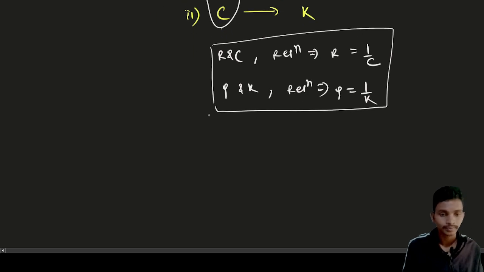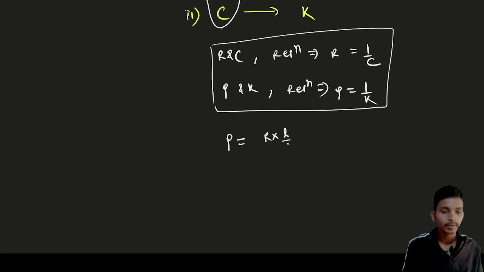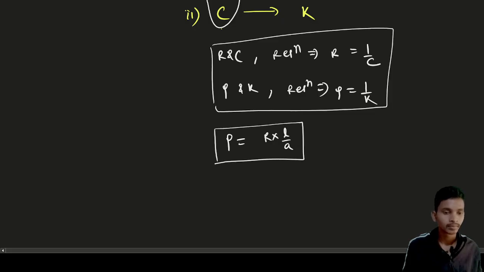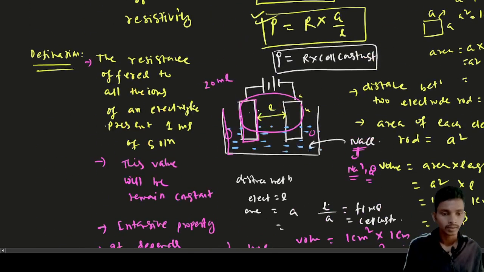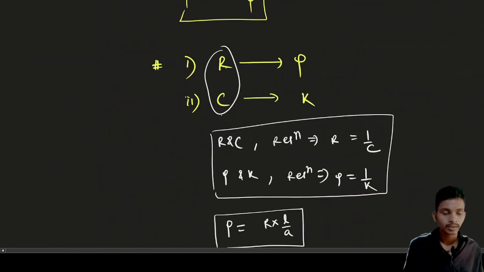So we get that specific resistance equals R into L upon A. Sorry, R into A upon L.